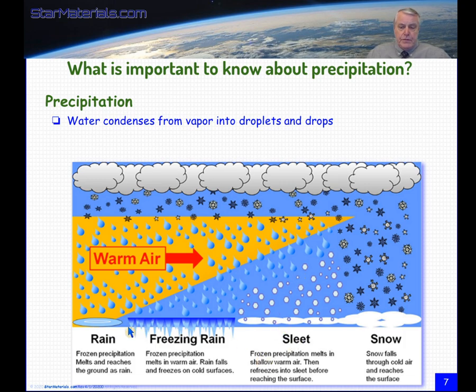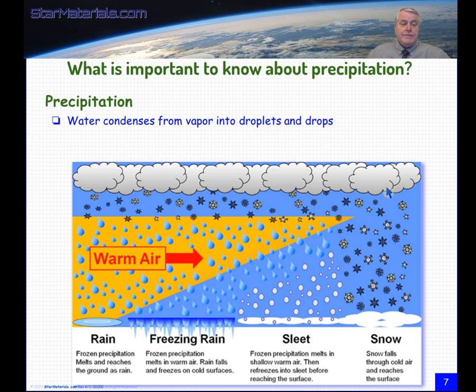So first we have rain, all liquid. We have freezing rain, which melts and then freezes as soon as it can give up its heat and go from a liquid to a solid. Then we have sleet, which melts in a very small area of warm air and then refreezes on its way down.